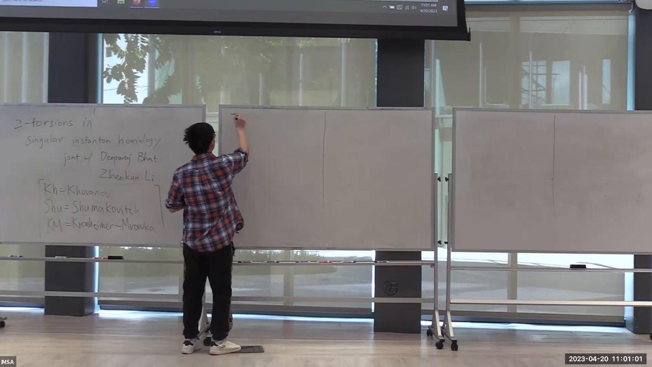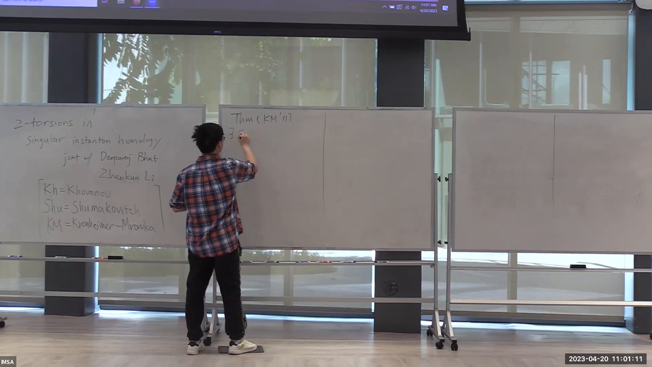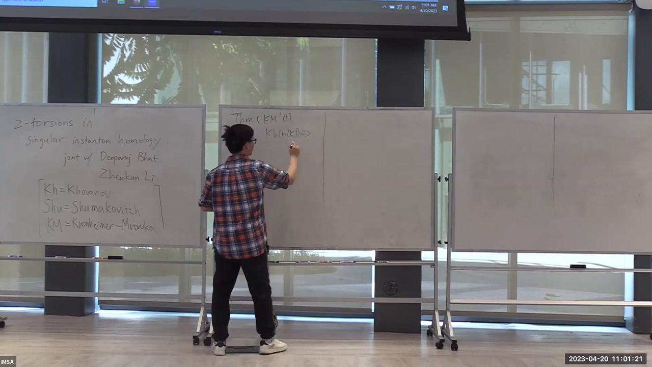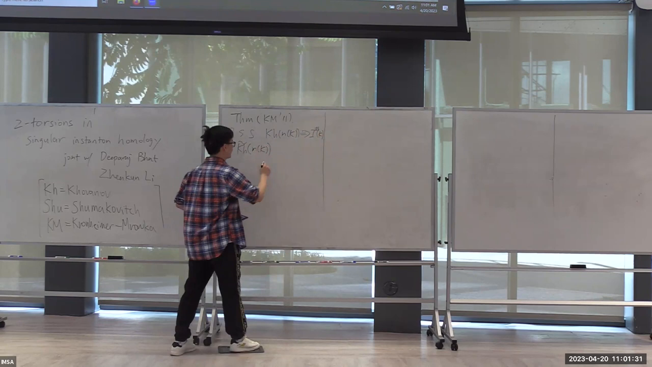So in 2011, Kronheimer-Mrowka constructed a spectral sequence from the Khovanov homology of the mirror of K to the singular instanton homology I-sharp of K. And there's also a reduced version, which goes from the reduced Khovanov homology to some reduced version of singular instanton homology.